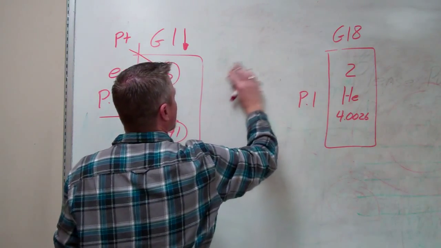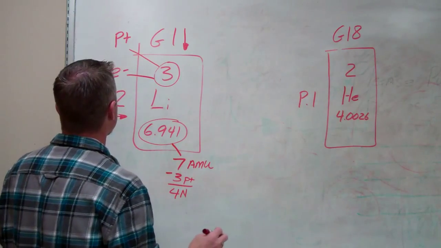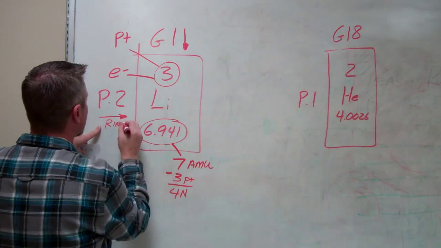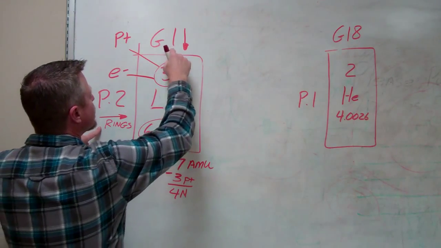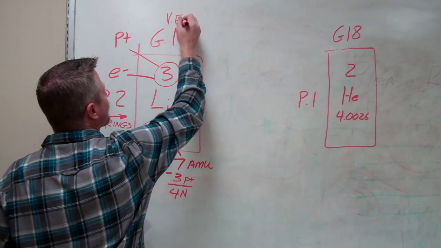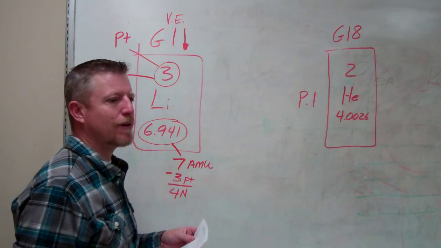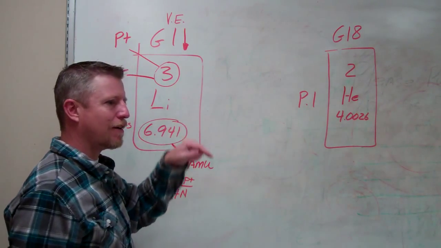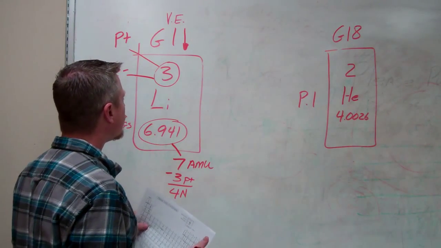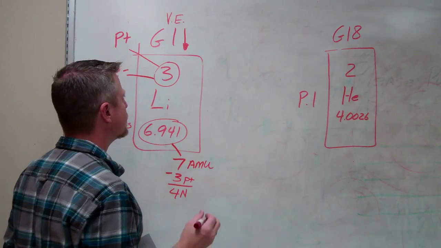So what does that tell me about the atom? This one tells me the rings, the energy rings. And this number will tell me the valence electrons. And valence electrons are really important because that's really what we want to know about the atom, is how many are in the outer ring so that we know how the atom will behave. So now we have everything we need to draw this atom.